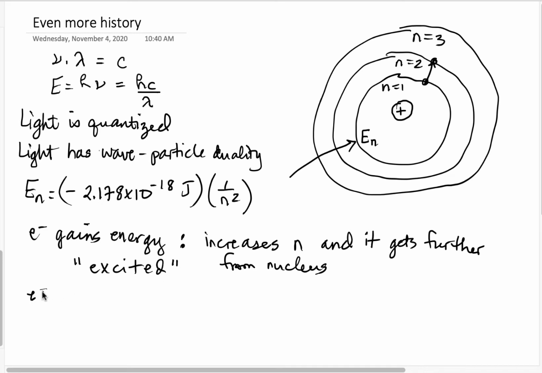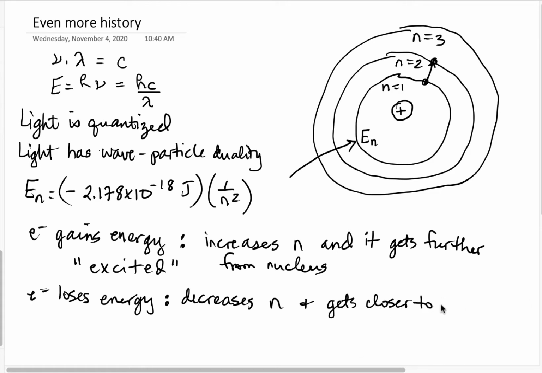When the electron loses energy, then it would be decreasing in n, and it gets closer to the nucleus. And when it does this, we say that it relaxes. Relaxation. So we can say that it undergoes excitation or relaxation.